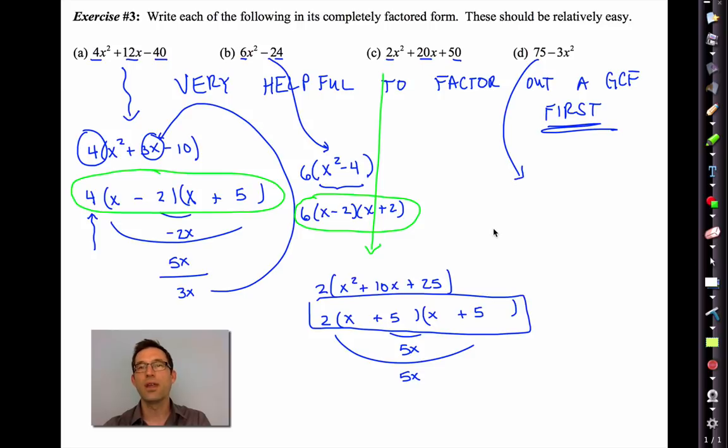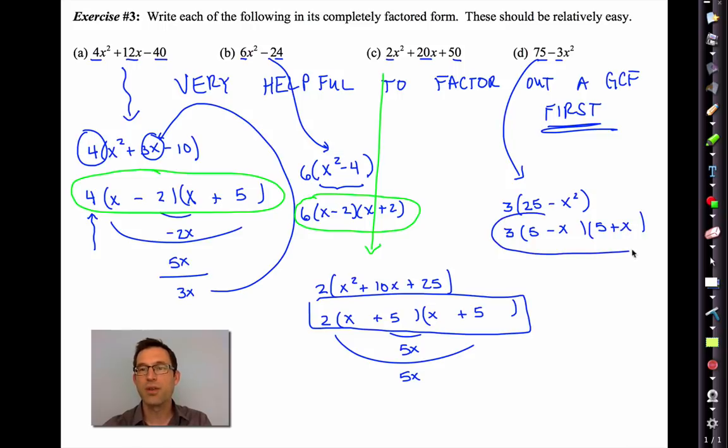Let's take a look at letter D. All right, if I look at the 75 and the 3, I can factor out a 3 from both, and I'll be left with 25 minus x squared. That is, again, the difference of perfect squares, and it can be factored as 5 minus x and 5 plus x. Make sure that you have 3 times 5 minus x, 5 plus x.